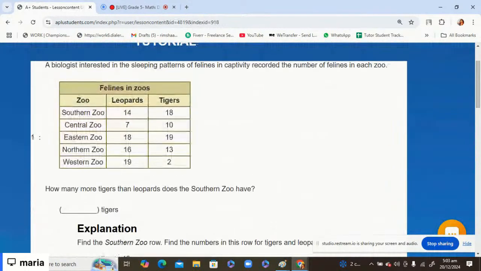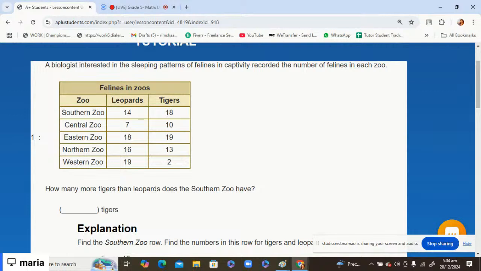So look here. In the very first question, they are saying that I am a biologist interested in the sleeping pattern of felines in captivity, and I recorded the number of felines in each zoo. Felines in zoos are given. The zoos are southern, central, eastern, northern, and western. Leopards are given, that is 14, 7, 18, 16, and 19, and the tigers are given, which is 18, 10, 19, 13, and 2. So how many more tigers than leopards does the southern zoo have?